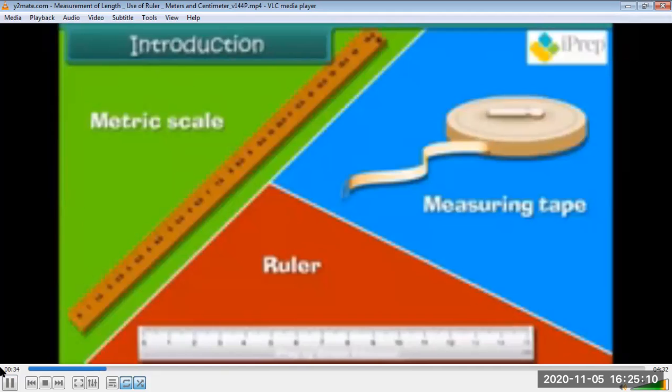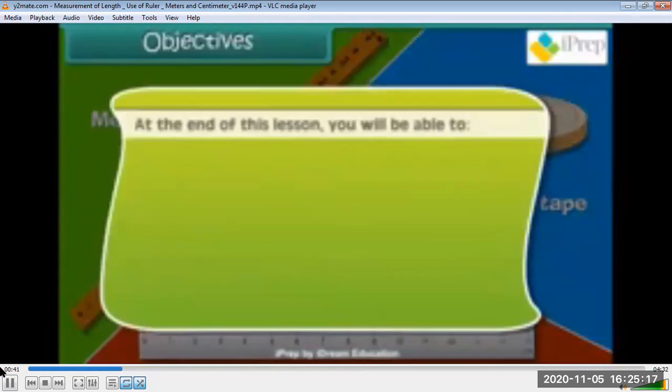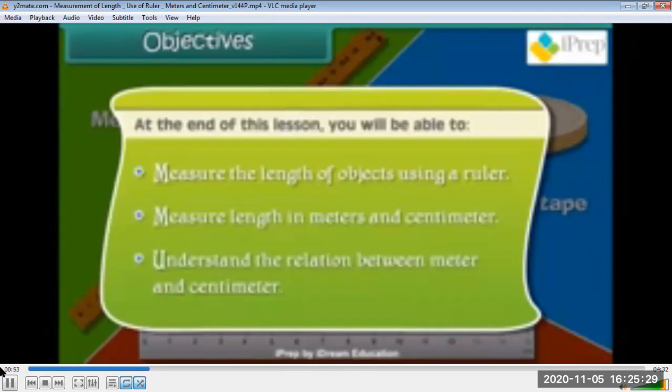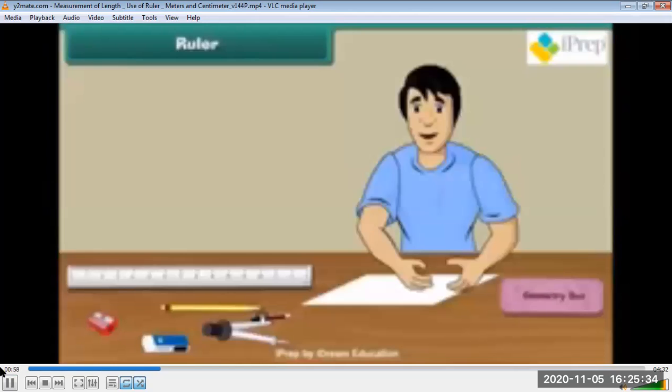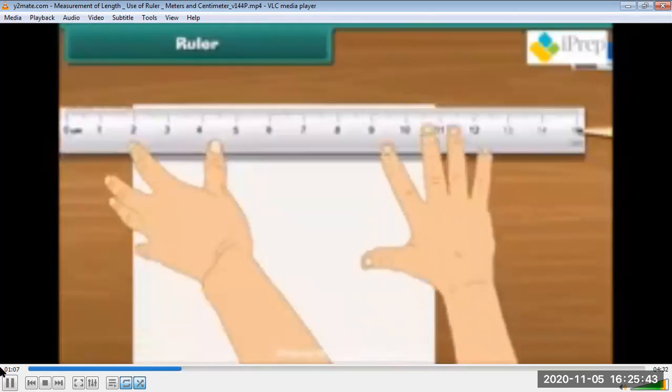Let us learn the correct method of using a scale. Objectives. At the end of this lesson, you will be able to measure the length of objects using a ruler. Measure length in meters and centimeters. Understand the relation between meter and centimeter. I need a 4 centimeter long paper. What will I use to measure the length? Yes, you are correct. A ruler will help me to measure length.